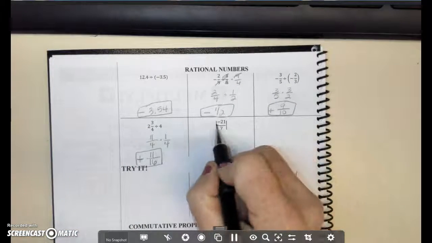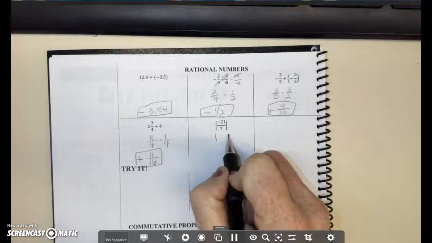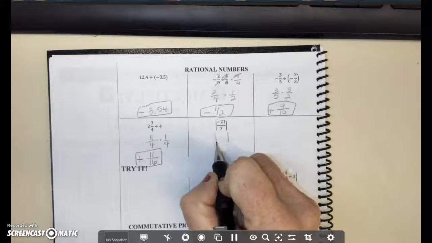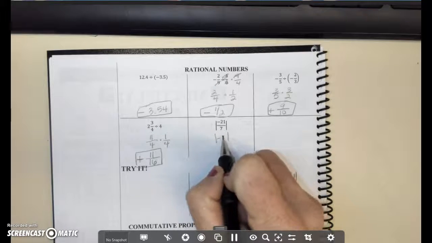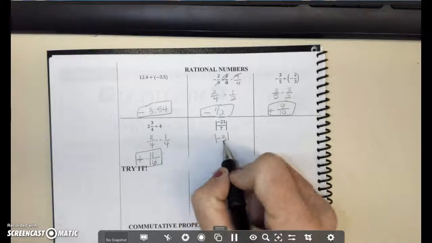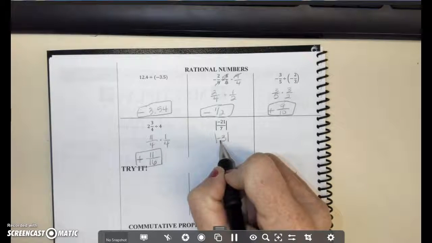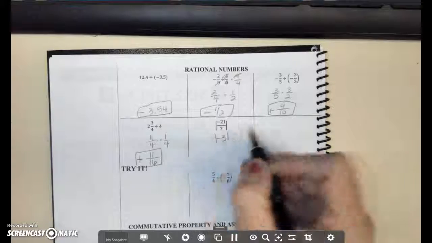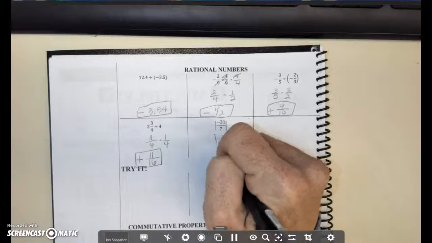Okay, let's do absolute value. So let's take care of the inside first. We have a negative divided by a positive, which is going to give us a negative. 21 divided by 7 is 3. And remember, the absolute value means how many spaces it is away from 0. So the absolute value of negative 3 is 3.